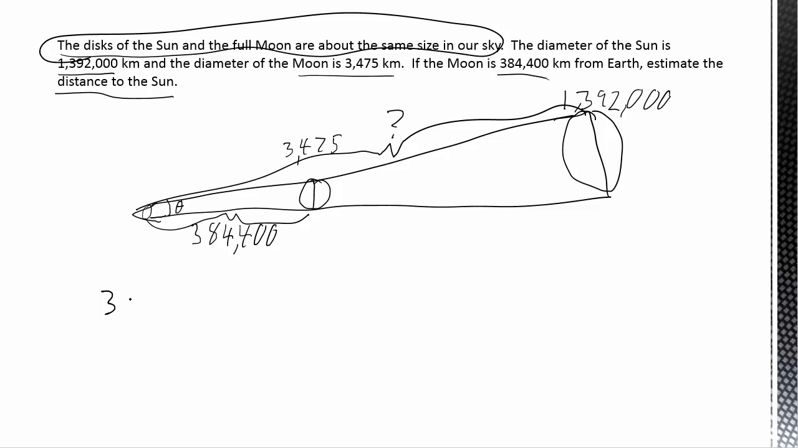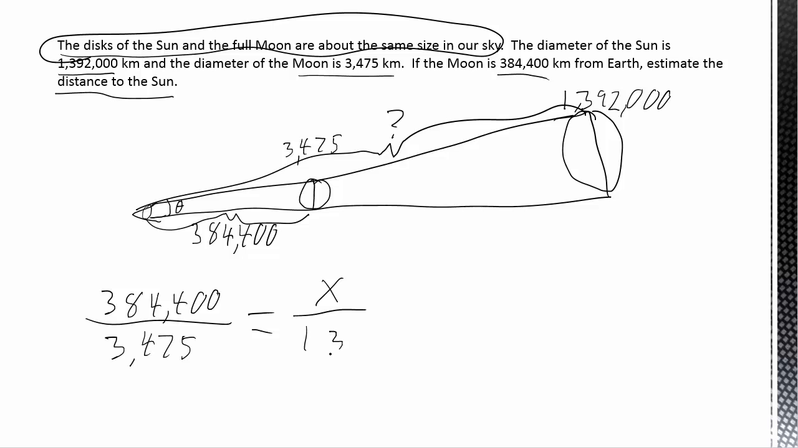So if I have 384,400 is to 3,475, I can set that equal to my unknown, the distance to the sun, over 1,392,000. Okay, again we'll cross multiply and divide, and we solve for the distance to the sun.